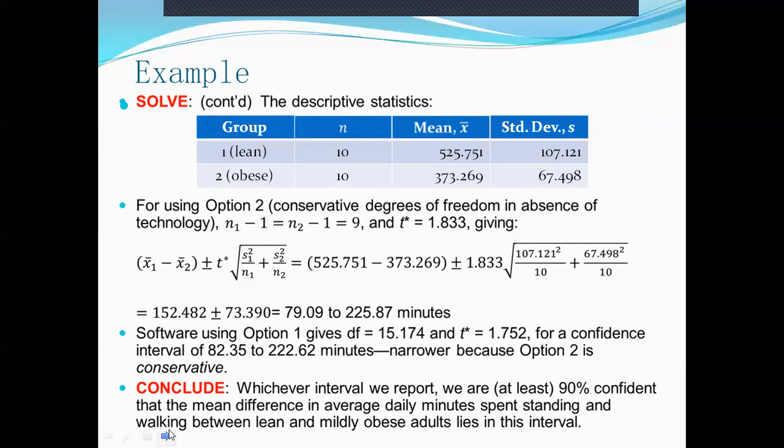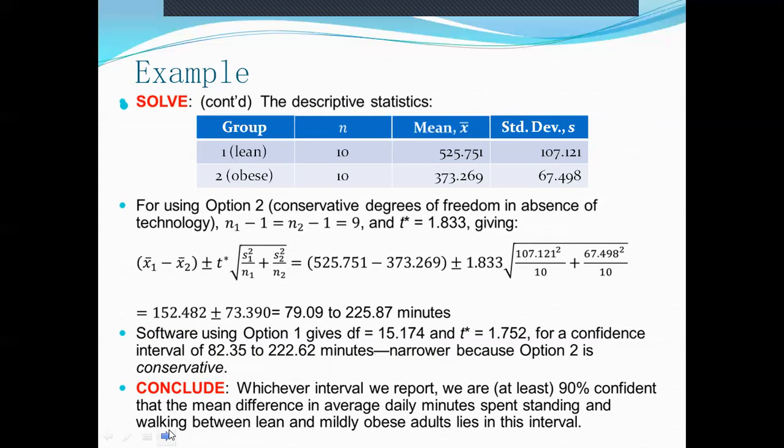to 225.87 minutes. Software using option 1 gives the degrees of freedom to be 15.174 and t star to be 1.752, for a confidence interval of 82.35 to 222.62 minutes. Narrower, because option 2 is conservative. The option we chose is conservative.